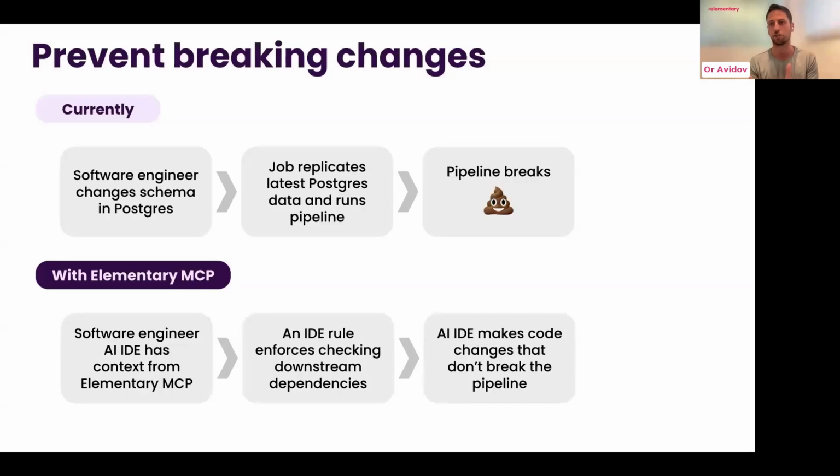And if these changes are required, it will at least surface that to the engineer, say, be careful, this is going to break the downstream data stack and the data team. This is extremely powerful because you can eliminate that pain completely with the context that the Elementary MCP can provide to the IDEs of the software engineers and actually prevent breaking changes that can be done by other upstream teams.